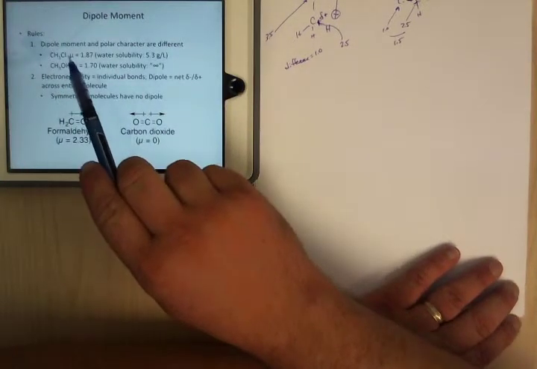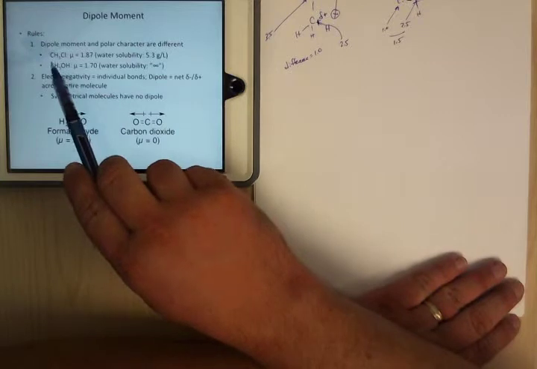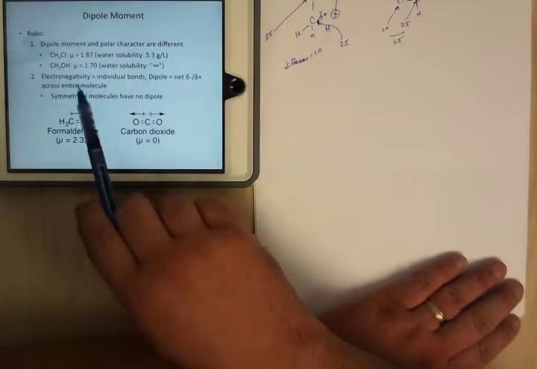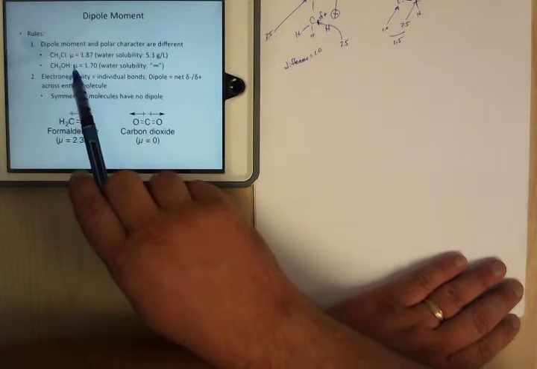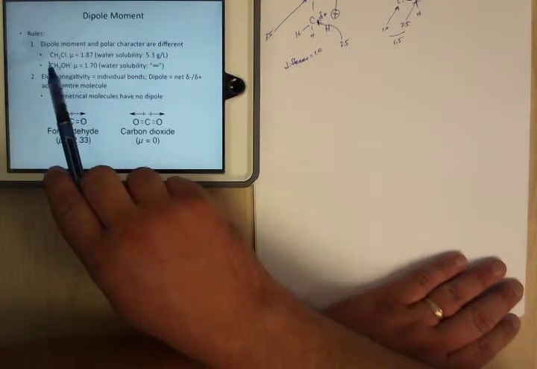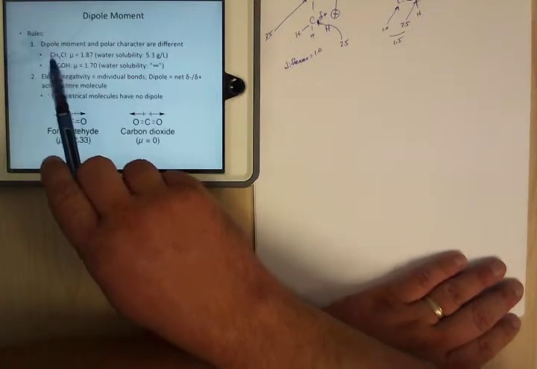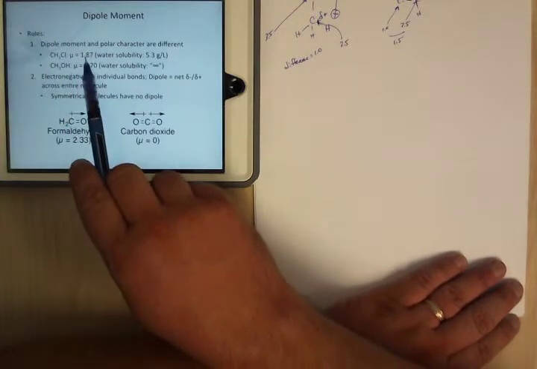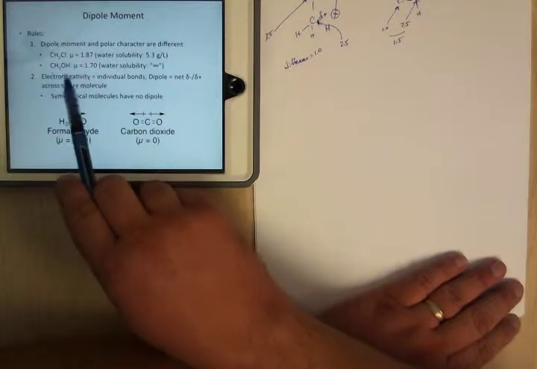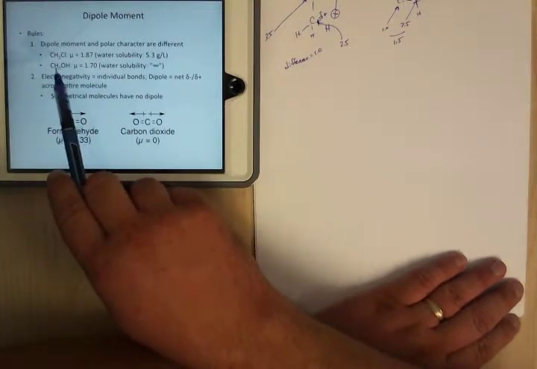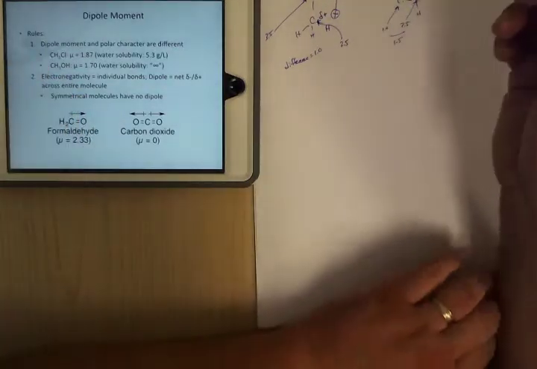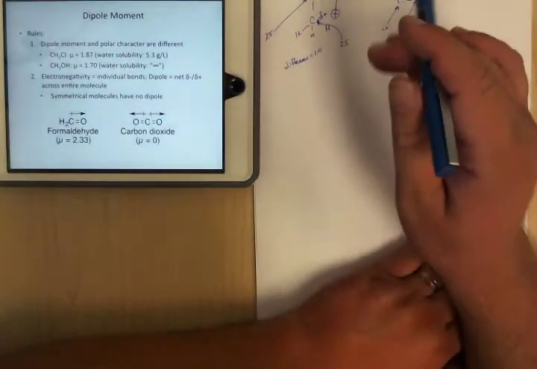That's usually signified by that little symbol there. So, the rules of dipole moments: dipole moment and polar character are two totally different things. Just because it has a dipole moment doesn't mean it's polar. So this is methyl chloride here. It has a much higher overall dipole moment than methanol, but methanol is much more soluble in water. It's much more polar. So those are two different things. Students often confuse those, but please don't.